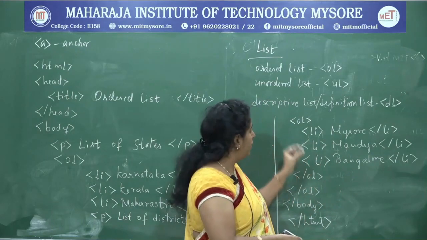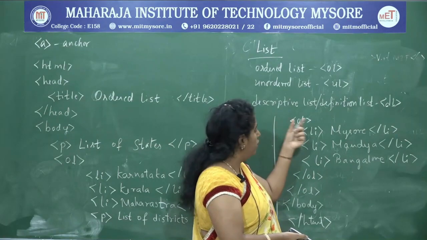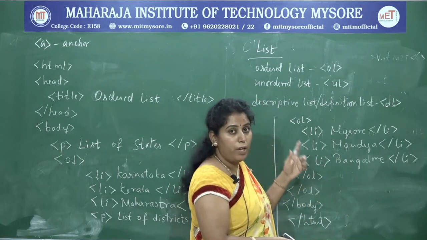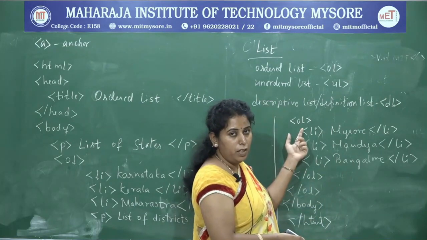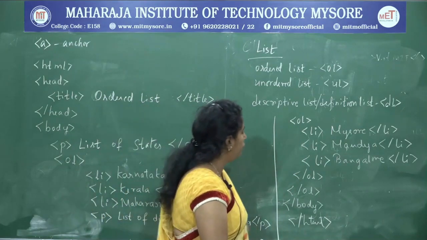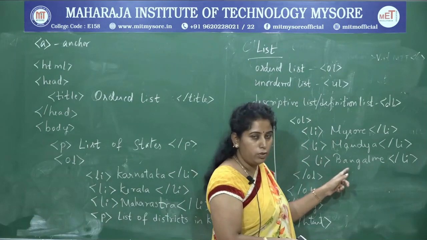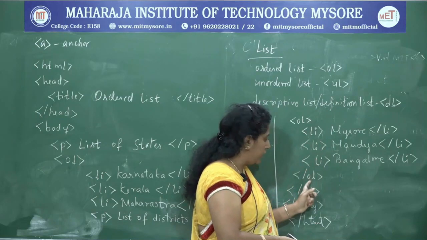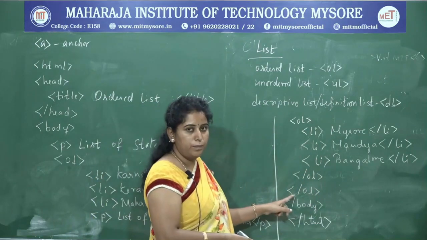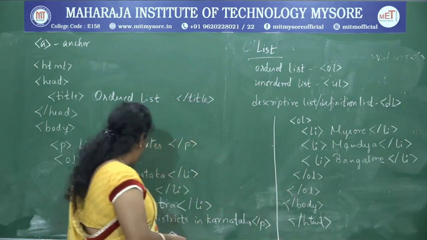Since this is an opening tag, this list of data will be ordered from 1 only. Don't think that it will be continued. That is wrong. So first one Mysore, second one Mandya, third one Bangalore. After that I am going to end this particular list. Finally I am ending this list. So close the body and close the HTML tag.